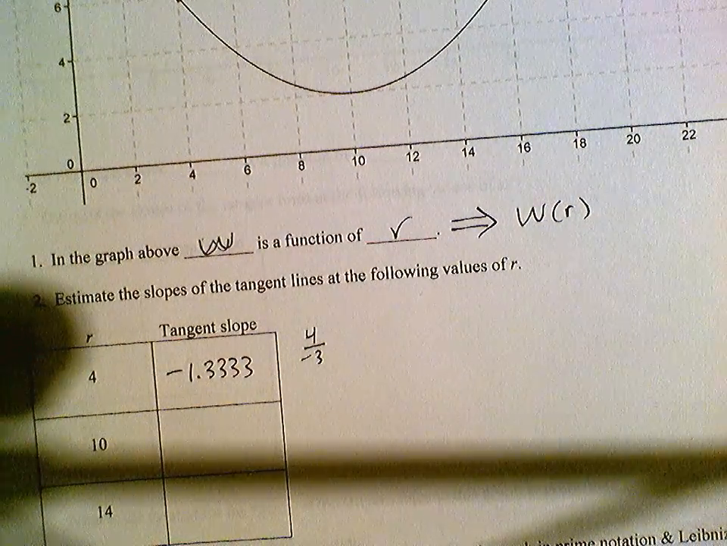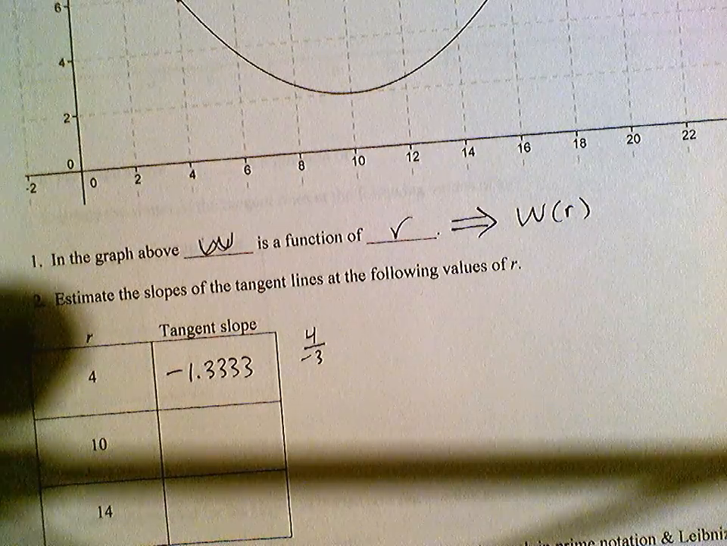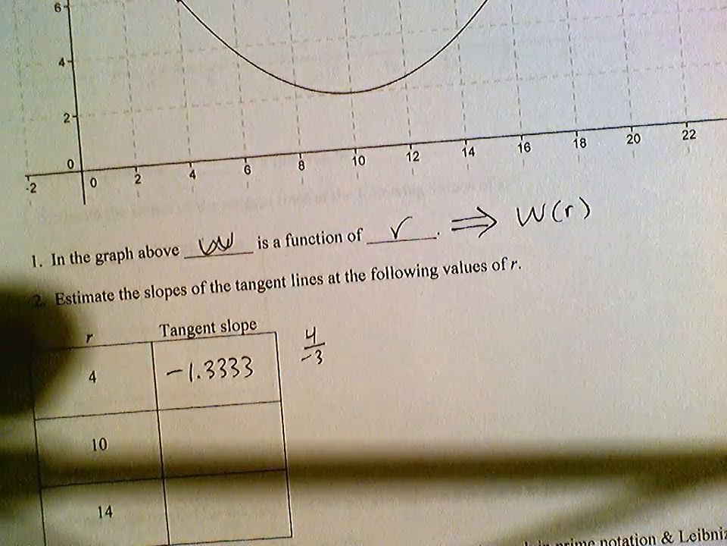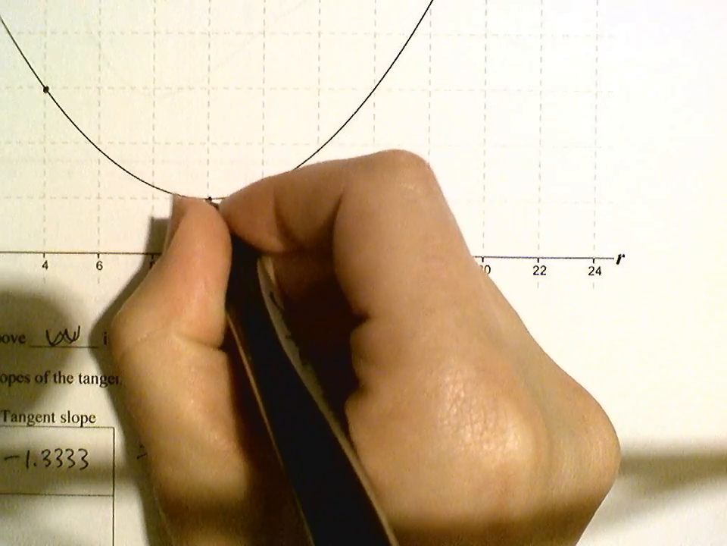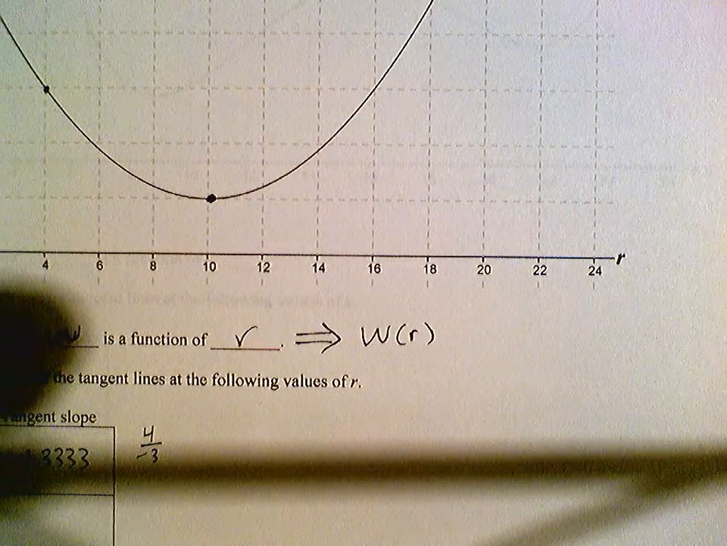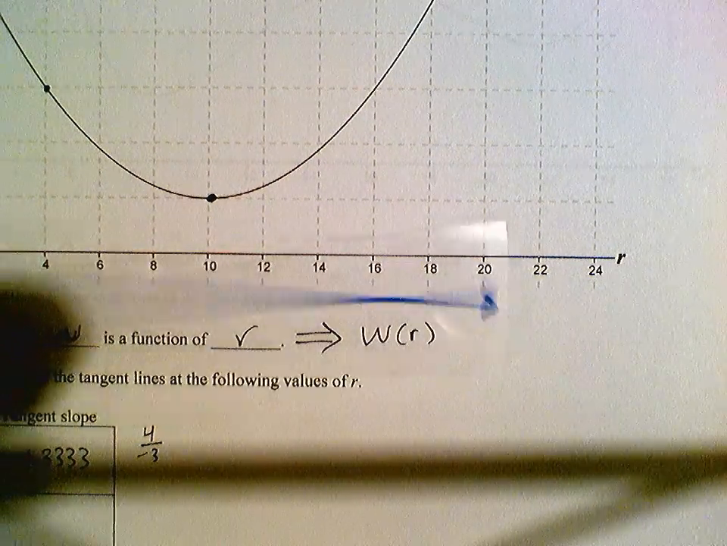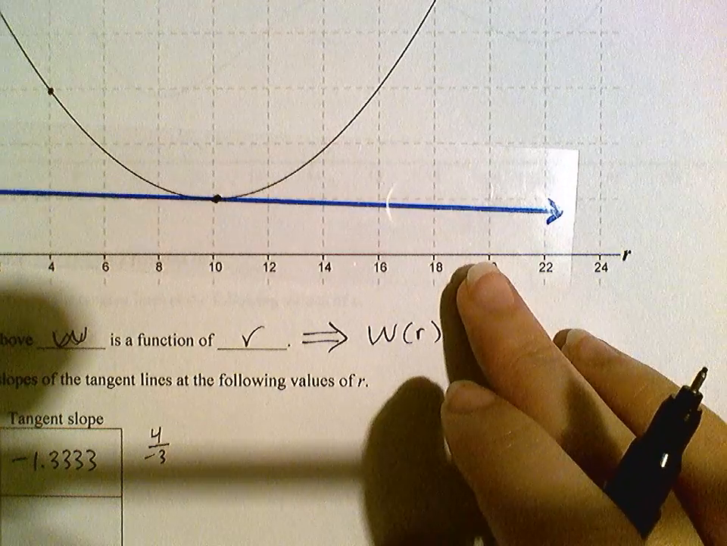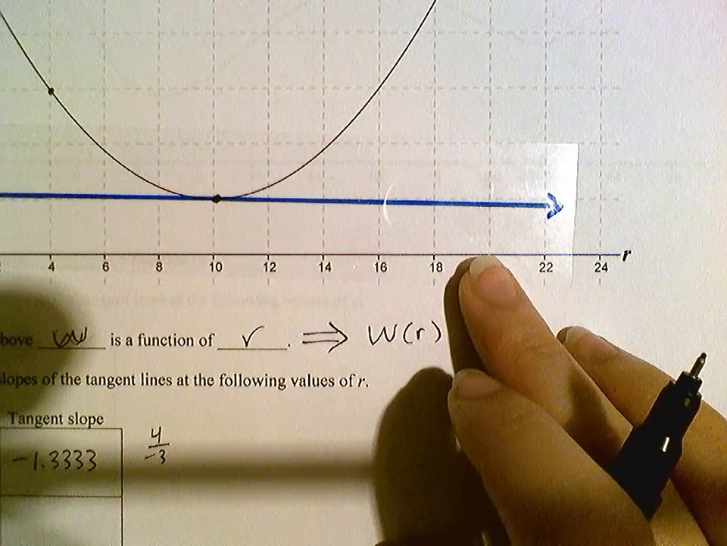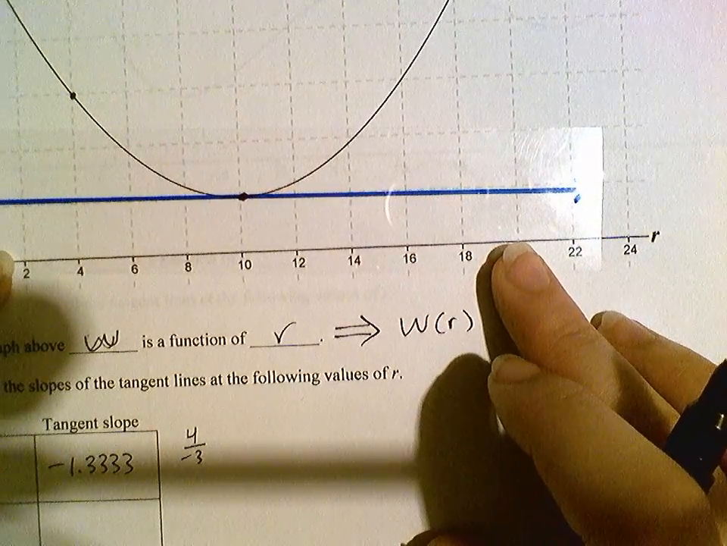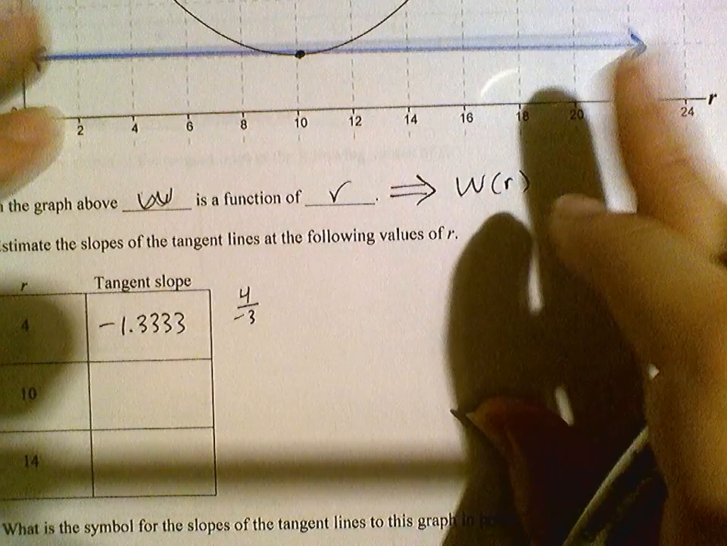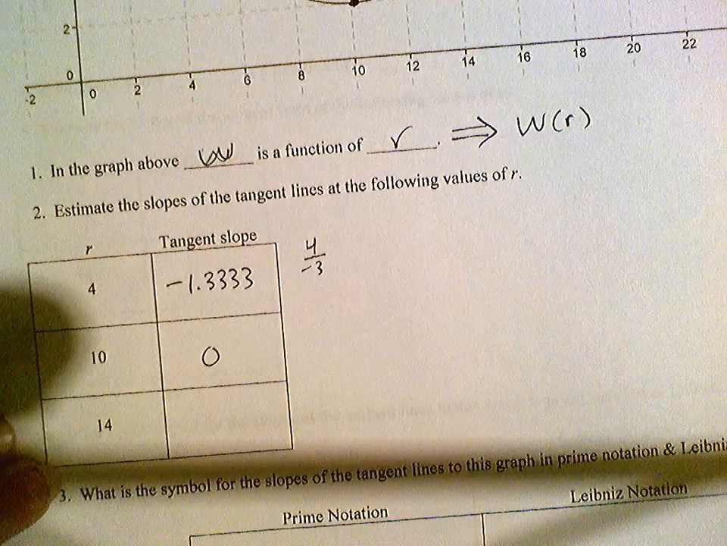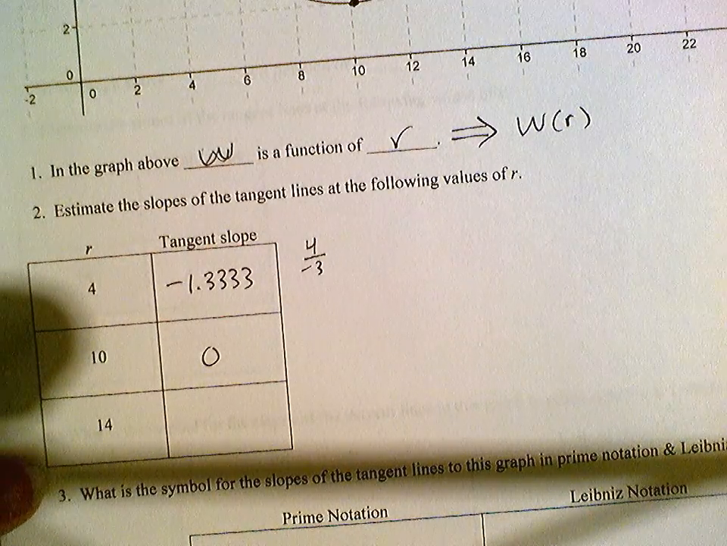Now, the next one: the slope of the tangent line at 10. So I go down here. Guys, feel free to break away from me and get different estimates, because this is not an exact thing that we're doing here. So there's the tangent line. This one, we should all get the same thing. It's a horizontal tangent. The slope of a horizontal line is 0.